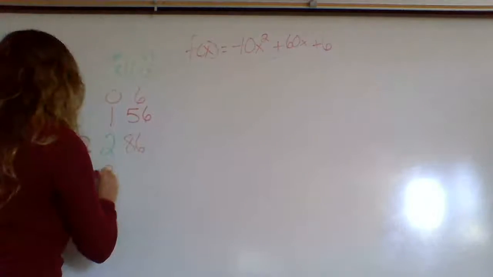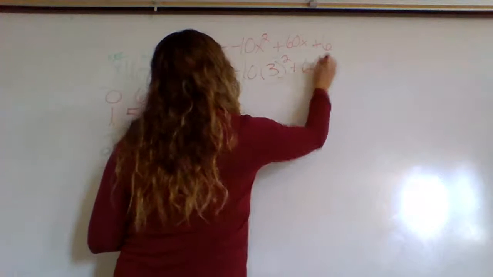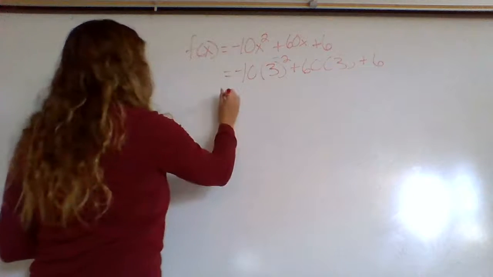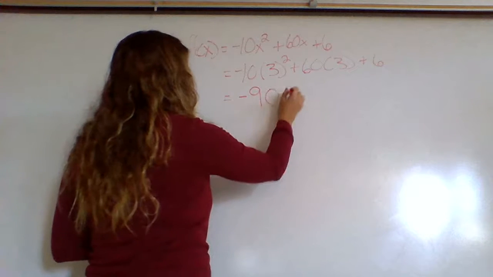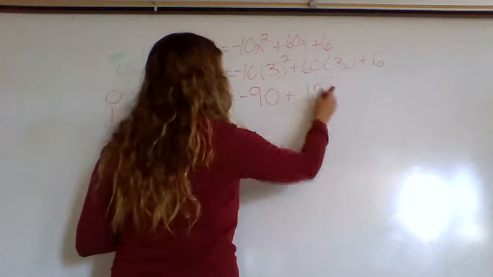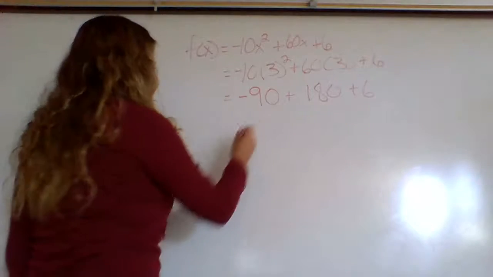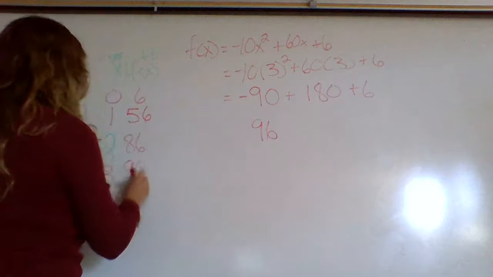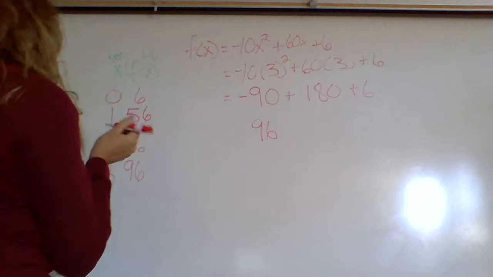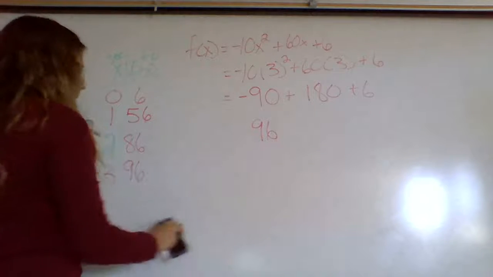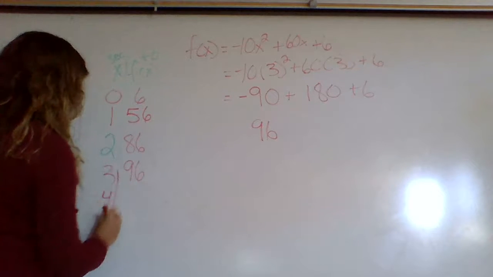What about 3 seconds? All right, substitute it in. Negative 10, 3 squared, plus 60 times 3, plus 6. 3 times 3, 3 squared, right? So 3 times 3 is 9, times negative 10, plus 60 times 3 is 180, plus 6. Once again, now just combine everything. 180 minus 90 is 90, plus 6 is 96. Okay, now I am seeing a pattern in the table. So that's 3 seconds. So we're going to have to figure out 4 seconds because it's still getting higher.